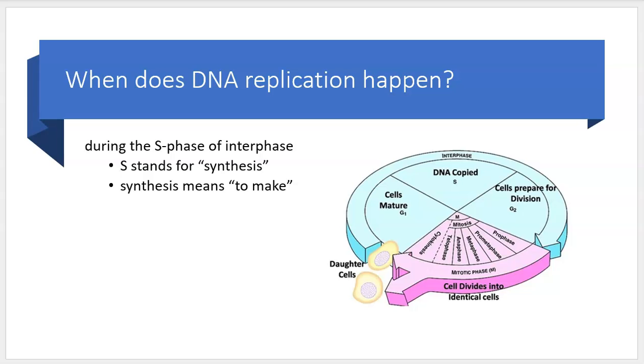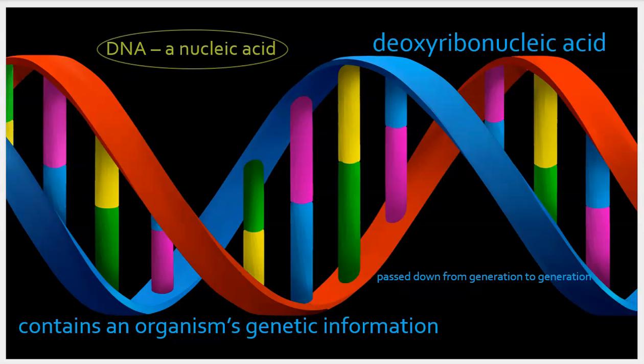So when does it happen? Like I said, it happens during the S phase of interphase. S stands for synthesis, and synthesis means to make. So in this phase here, the S phase of interphase, that is when DNA replication happens. So what happens during DNA replication? Let's talk about the steps.